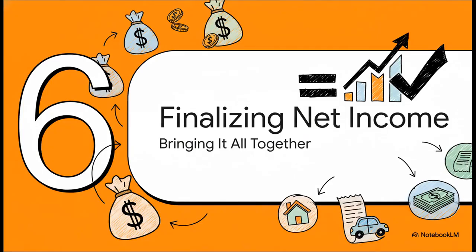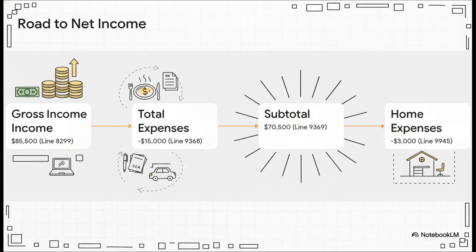We are on the home stretch. We've figured out our income. We have tallied up all of our different expenses. Now it's time for the grand finale, putting it all together to calculate your net income or loss for the year. This is the bottom line, the number this has all been leading to. Let's walk through Alex's final calculation.